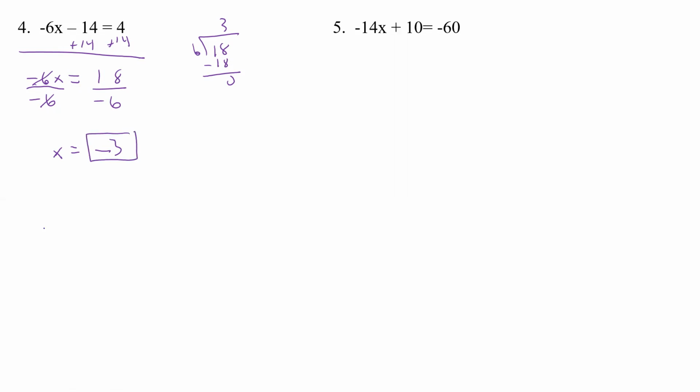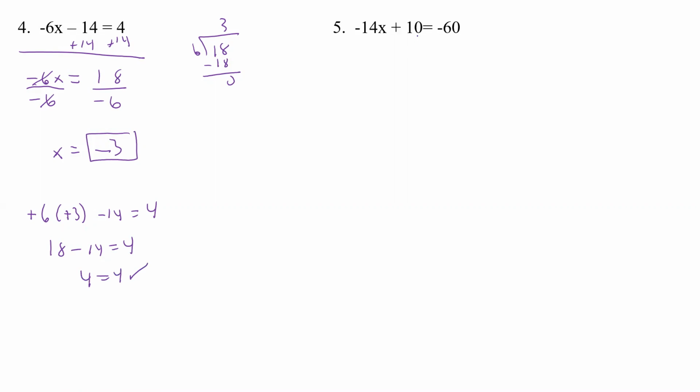Now, does that make sense as far as a check? Well, -6 times -3 minus 14 equals 4. Well, 6 times 3 is 18. That negative times negative is positive, so we have 18 minus 14 equals 4. 18 minus 14 is 4, so that does check out.